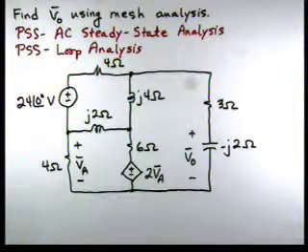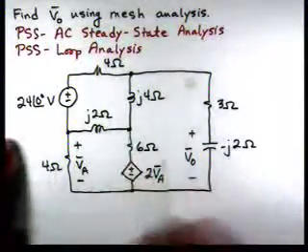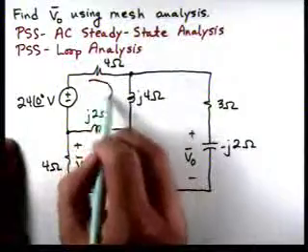In this problem, we're going to find V0 using mesh analysis, problem-solving strategies, AC steady-state analysis, and loop analysis. Our first step in our strategy for loop analysis says identify the loops and assign currents. So we have three meshes here. We're particularly doing mesh analysis.